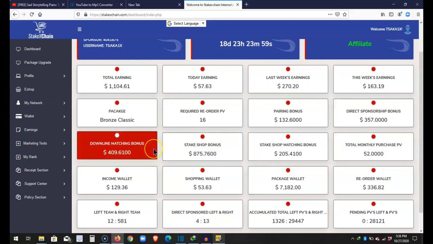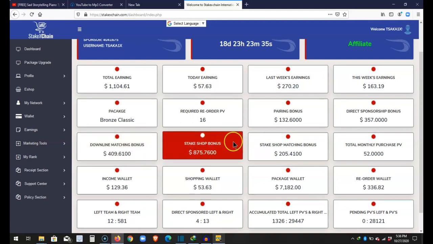Now what you see over here, the next thing that we see is a downline matching bonus. This is basically the bonus you are paid when your downlines also get pairing bonus. Okay, this is a percentage that you are paid. Now it means that this account has earned this much downline matching bonus since the day it was started. Okay, so that's the downline matching bonus.